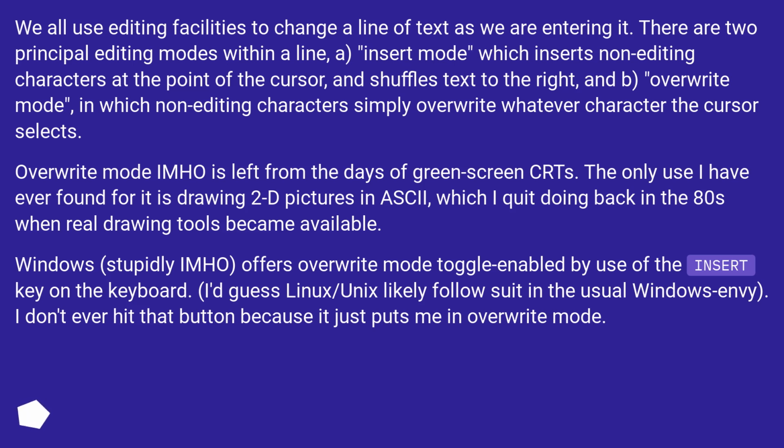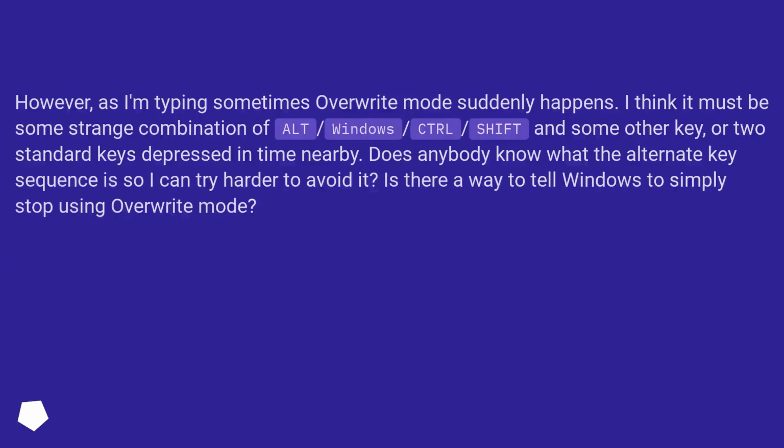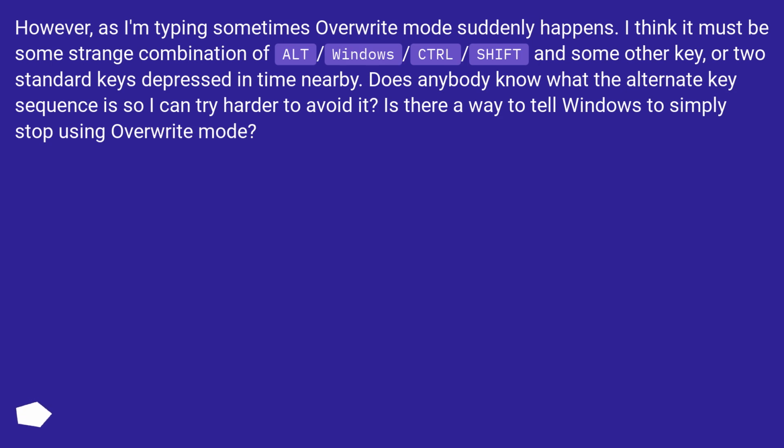I don't ever hit that button because it just puts me in overwrite mode. However, as I'm typing, sometimes overwrite mode suddenly happens. I think it must be some strange combination of Alt/Windows/Control/Shift and some other key, or two standard keys depressed in time nearby. Does anybody know what the alternate key sequence is so I can try harder to avoid it? Is there a way to tell Windows to simply stop using overwrite mode?